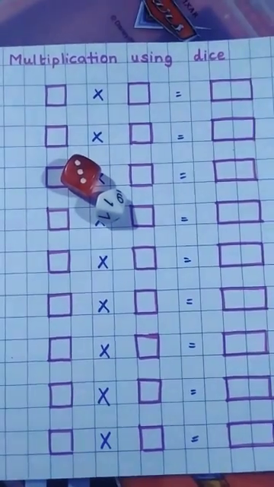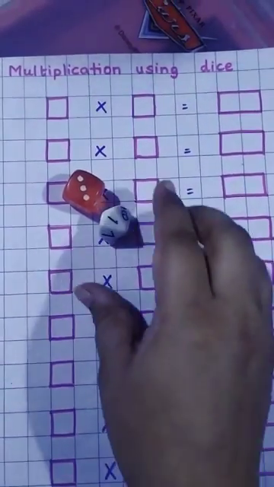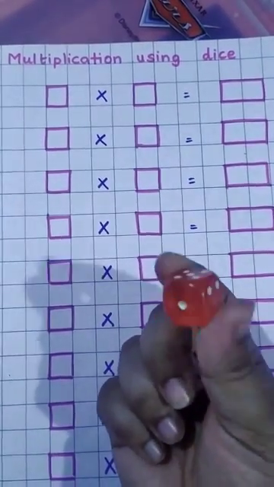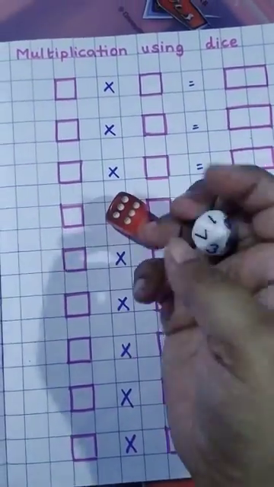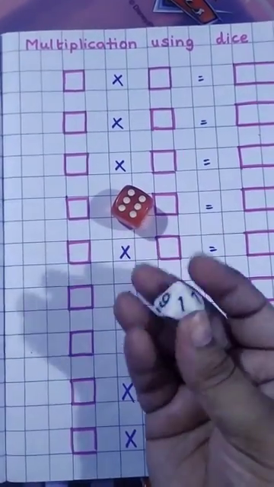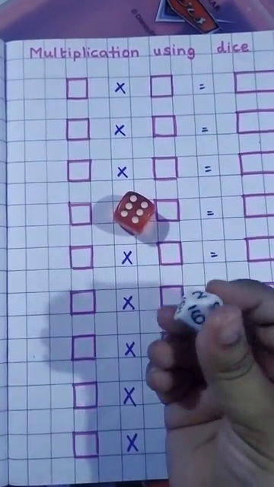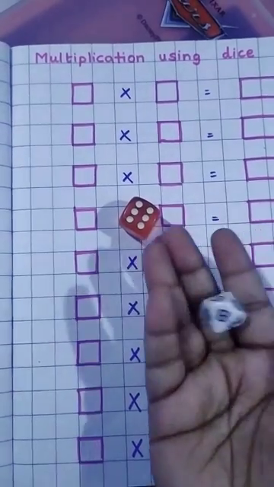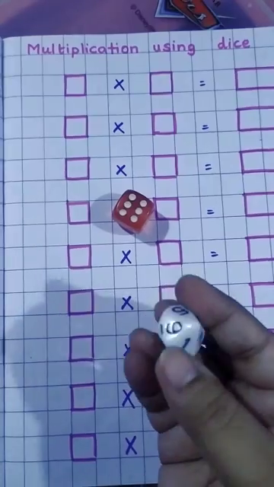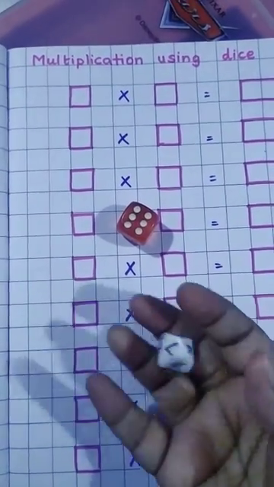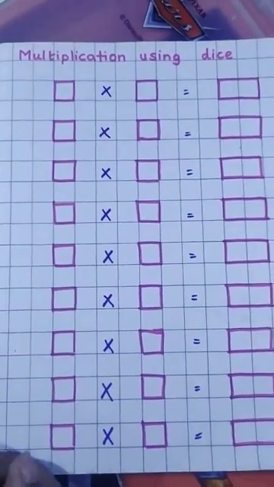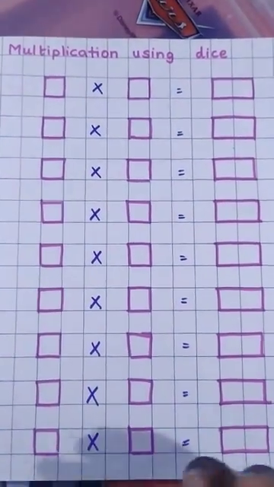So as you can see, I have two types of dice with me. This is the normal dice which you get in every house, and this is what I call a number dice. I have this dice with me, and this will help me to cover all the numbers in multiplication, that is from 1 to 9. Okay, so all the numbers are included. So let's begin and let me show you how we can do this activity.